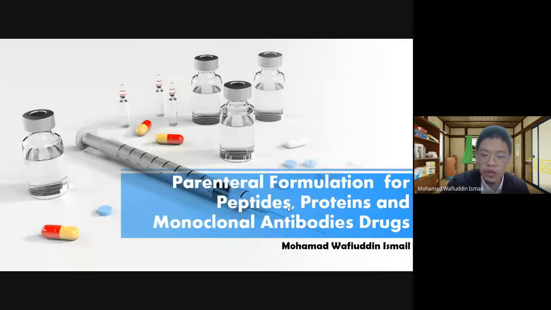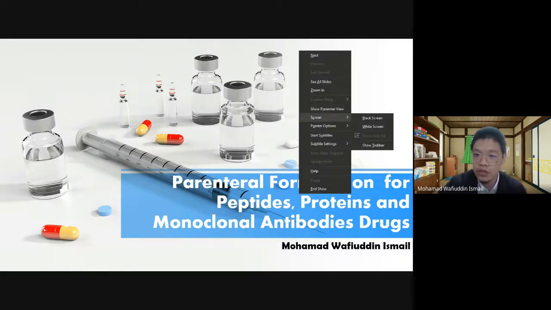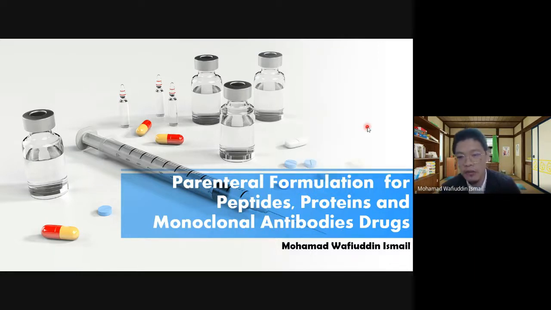So today we're going to continue on another topic on parenteral formulation for peptides, protein, and monoclonal antibody drugs. Basically, this is still a general point of view on parenteral formulation. However, for the preparation and background of today's topic, we will look at how the formulation and production is done, specifically in terms of proteins, though still in general form, with the background study and the formulation of proteins.